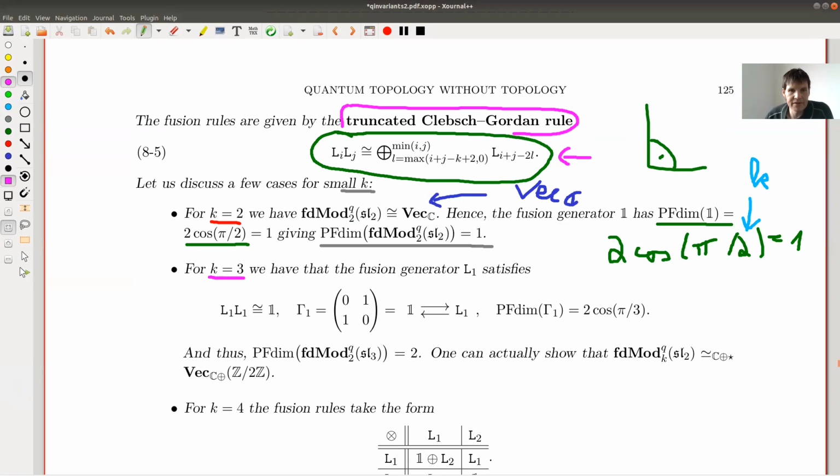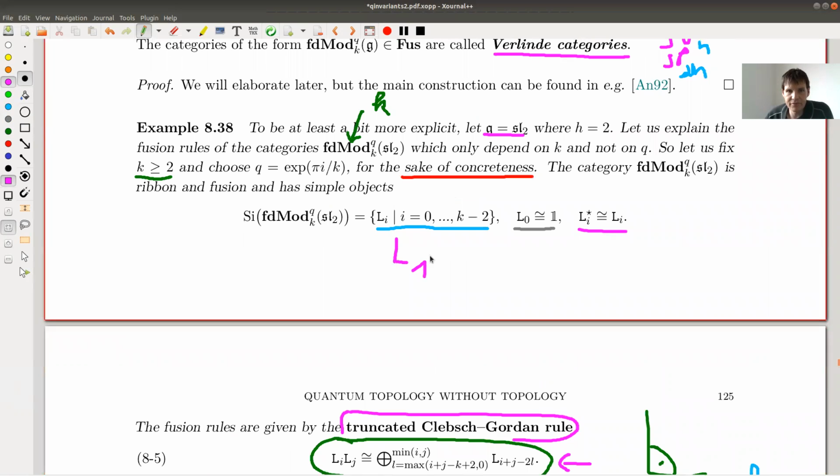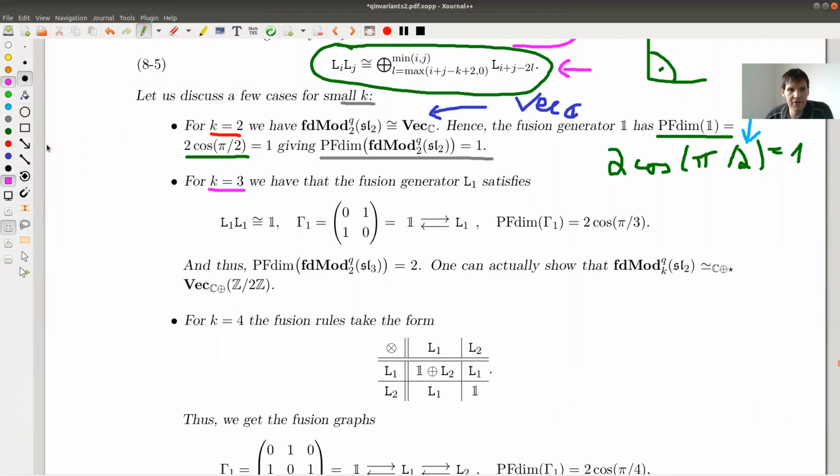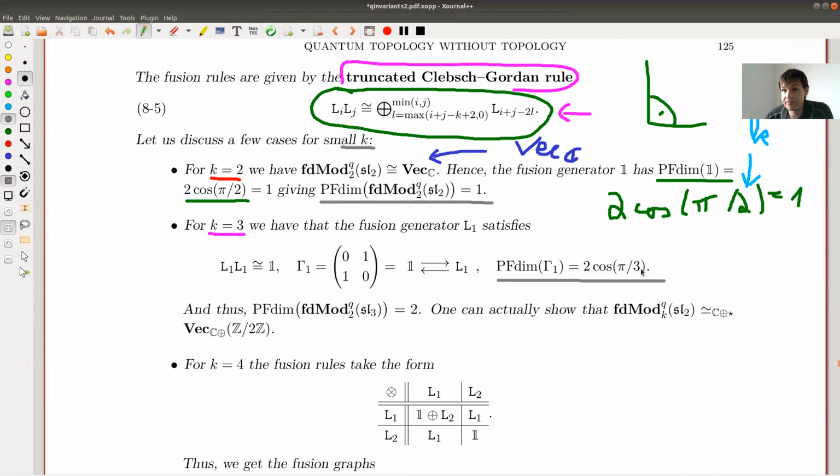Okay, for k equals 3. So the point is L1 will always be the fusion generator. And this thing will always have Perron-Frobenius dimension 2 cosine pi over k. And for k equals 3 that's in particular 2 cosine pi over 3. And this is how it looks like in this case.